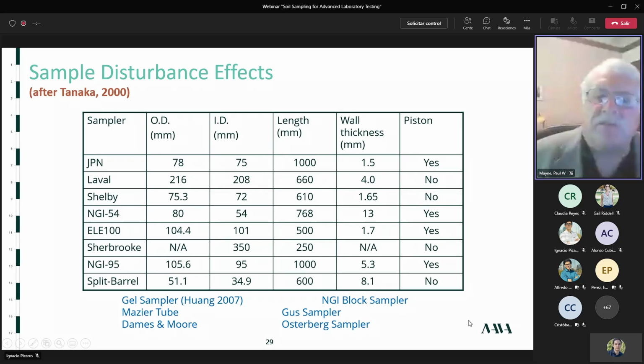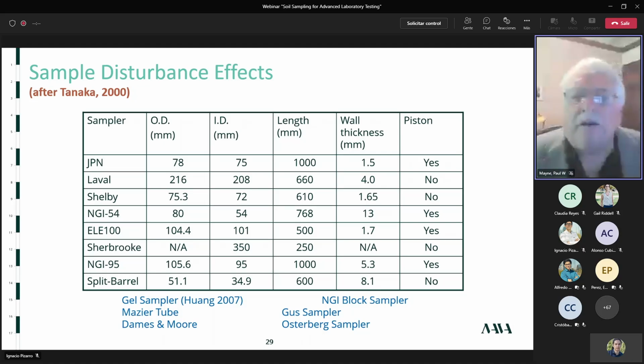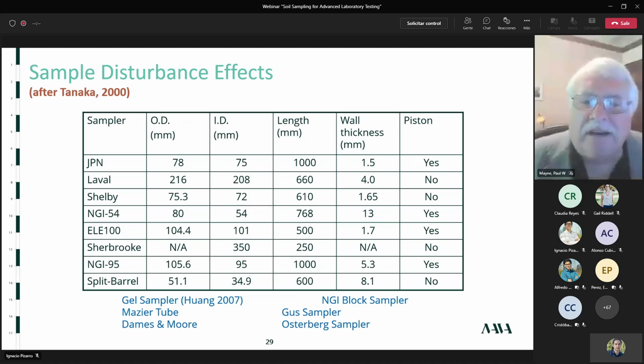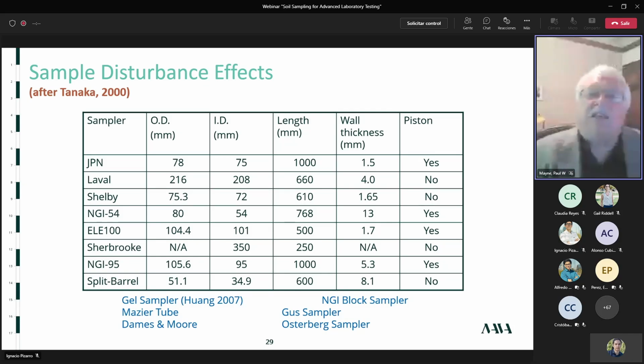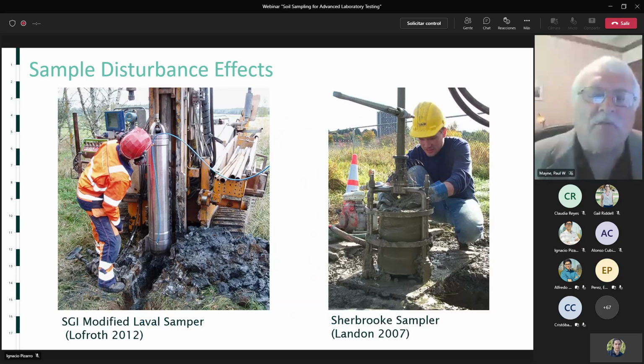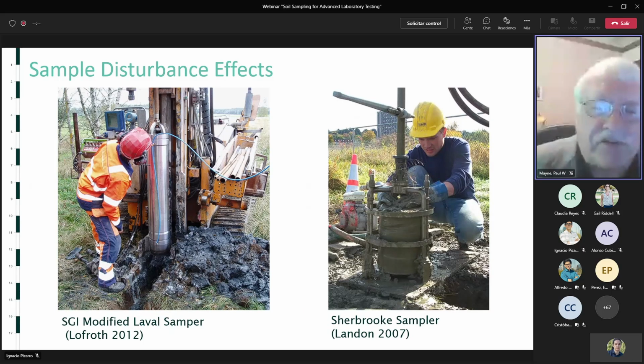So let's look at some results. There are other samplers, and I've listed some of those right below this table in blue. Professor Tanaka didn't attempt to use all those samplers, but he has a pretty good selection right up here now. So let's go to the next slide and look at some of the results. Oh, sorry. Here's some pictures that we have.